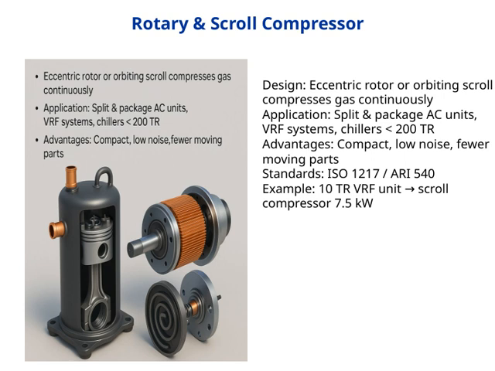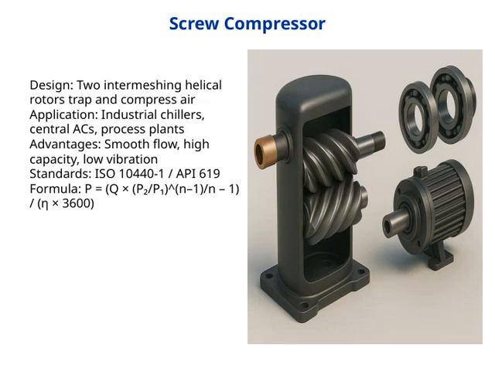They also operate with low noise levels and have fewer moving parts, which generally means less maintenance and longer lifespan. In terms of standards, these compressors conform to ISO 1217 and ARI 540, ensuring quality and performance consistency. For example, a 10-ton VRF unit typically uses a scroll compressor with a power rating of around 7.5 kilowatts. Overall, these features make rotary and scroll compressors a smart choice for efficient, reliable, and quiet cooling solutions in various HVAC systems.